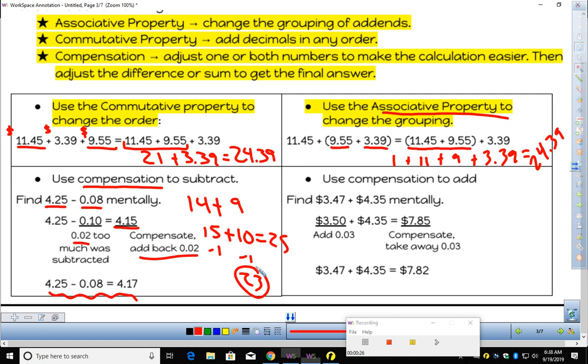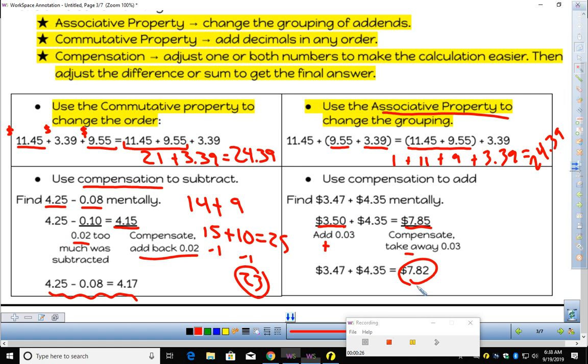If we're adding, it's a similar thing. 47 hundredths is pretty close to these 50 hundredths here. I've added 3 cents on to make my problem a lot easier. I can do 50 plus 35 in my head. I can do 3 plus 4 in my head. However, I need to compensate because I added 3 cents over here. I need to take 3 cents away on the back end to end up with my answer here.